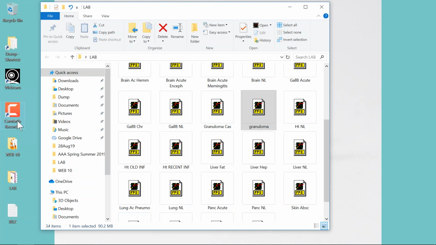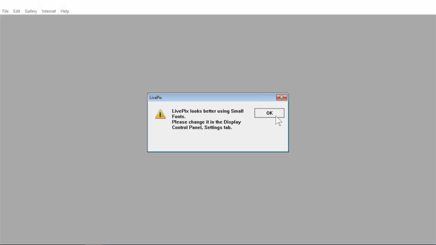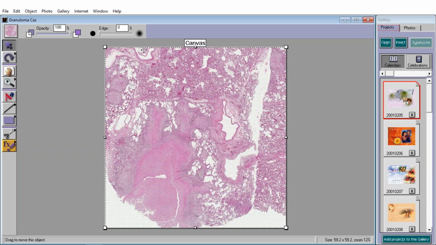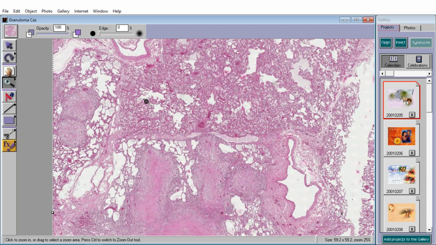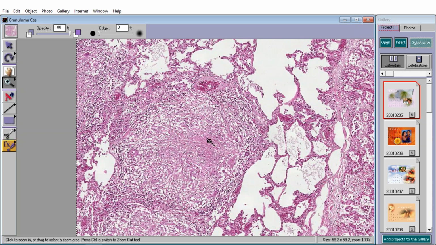And I'm going to show you another granuloma. Okay? You could recognize this as lung almost instantly. See, alveoli. But you can also see some granulomas here too. There's one, there's one, there's a big one. And you know what I'm going to do? I'm going to blow up one of them, like this one.